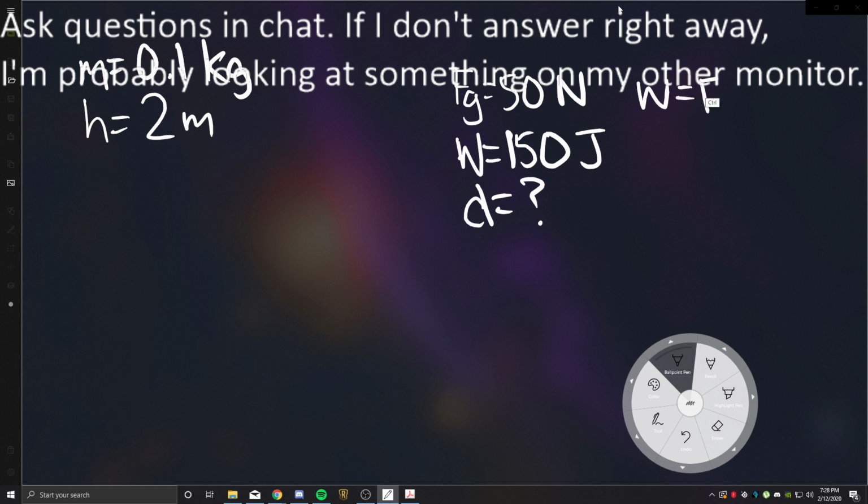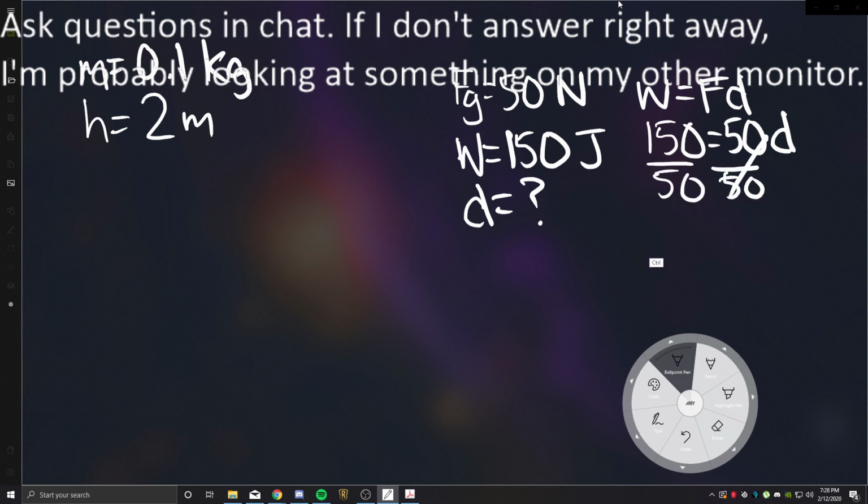We know that my formula for work on your reference table is W equals FD. So your work is 150, your force is 50, and you want to find out what D is. So you divide 50 on both sides, right? And you get 3 meters, and that's your distance. I'm going to leave this here while I do Andy's problem on the left hand side.